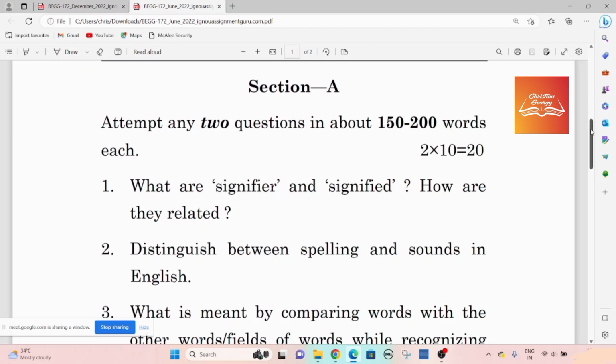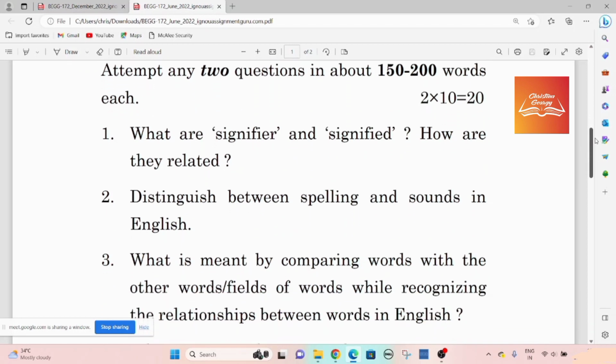If you look at the third question, for those who are not familiar with the study material, this might seem a bit tough, but dear learners, this is also a straight question from block 3. The question is: what is meant by comparing words with other words or fields of words while recognizing the relationships between words in English? This is a question from block 3, unit 1, and to be very specific, you could find the detailed explanation under section 1.3.1.